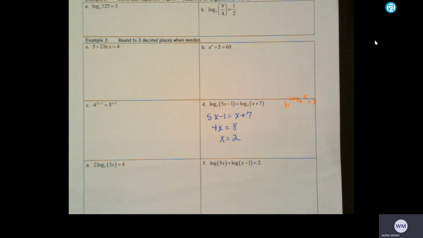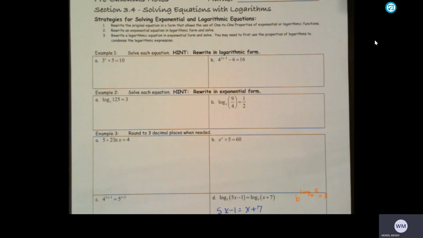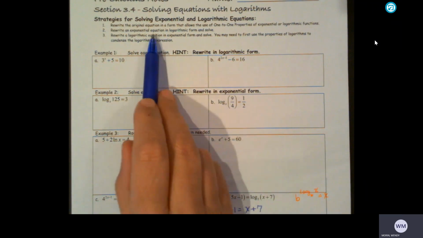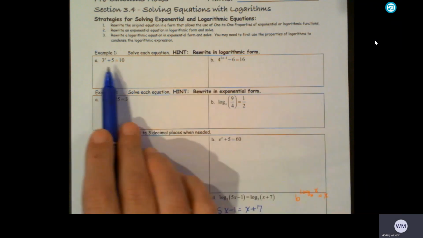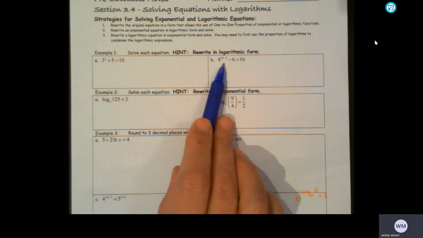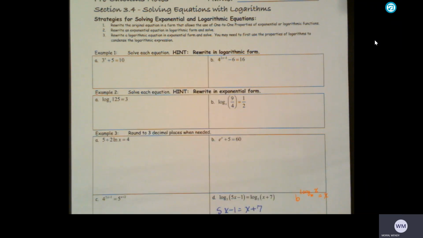Okay, so that's the equality property for logs. We did the equality property for exponentials when we made the bases the same. So that's the equality property. Number 2, rewrite an exponential equation in log form and solve. So let's look at exponential equations. These are exponential equations because the variable is in the exponent. So for exponential equations, we need to change them to log form.